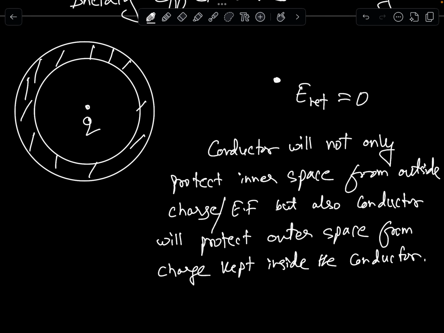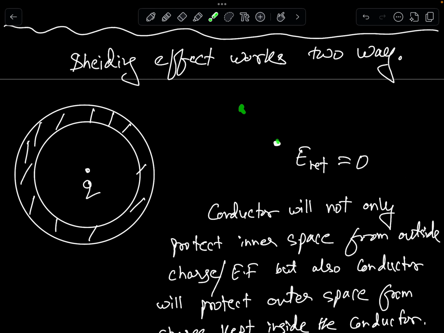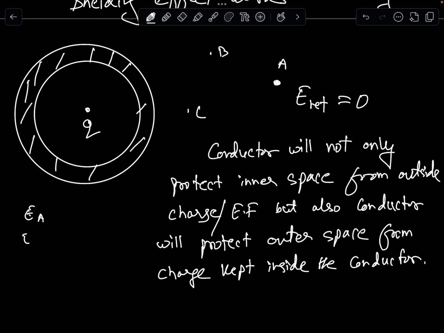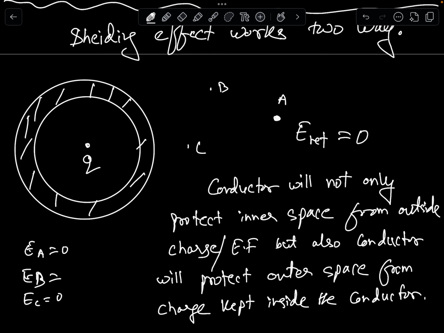That means the electric field, not only here, anywhere, even if you give some names, let's say A, here B, here C, everywhere, the electric field at A, at B, and at C will be 0. Which electric field? Net electric field. The net electric field will be 0. Now again the question comes, how is this conductor making sure that the net electric field outside becomes 0? The answer is the same as what we heard in the first case. The answer is induced charge.